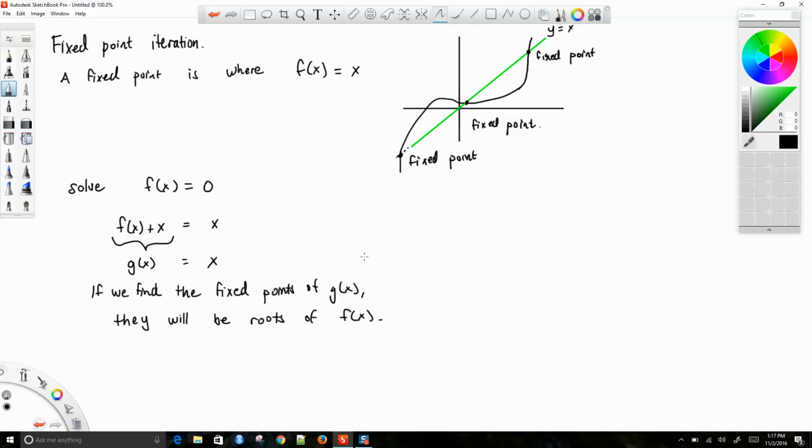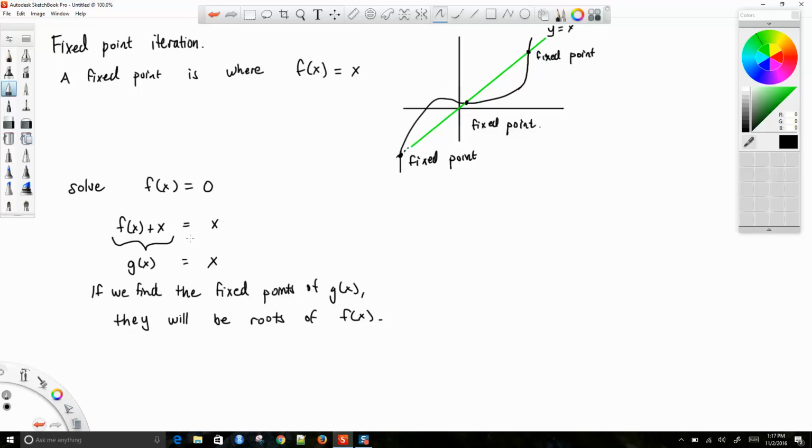So if I call this thing g of x, and I can find out where g of x is equal to itself, x, and g of x is in the form of this, then the fixed points of g of x will be the roots of f of x, or basically where f of x is equal to 0. Does that make sense to everybody?